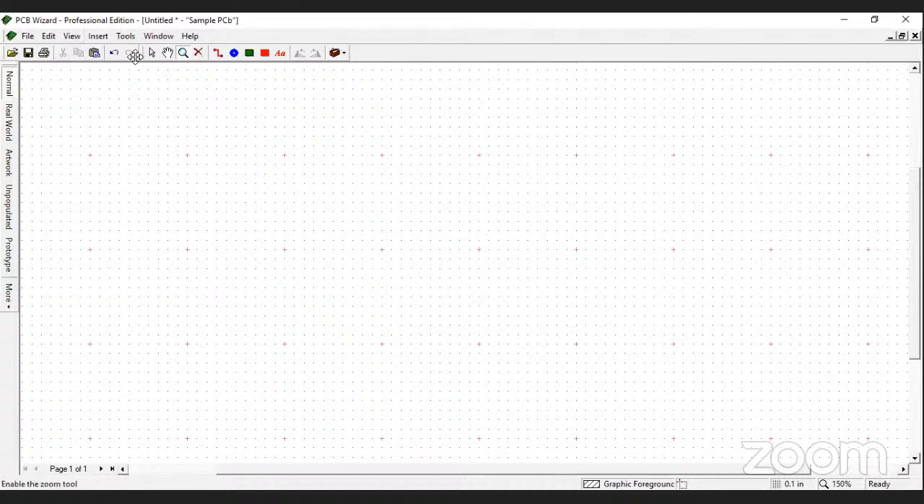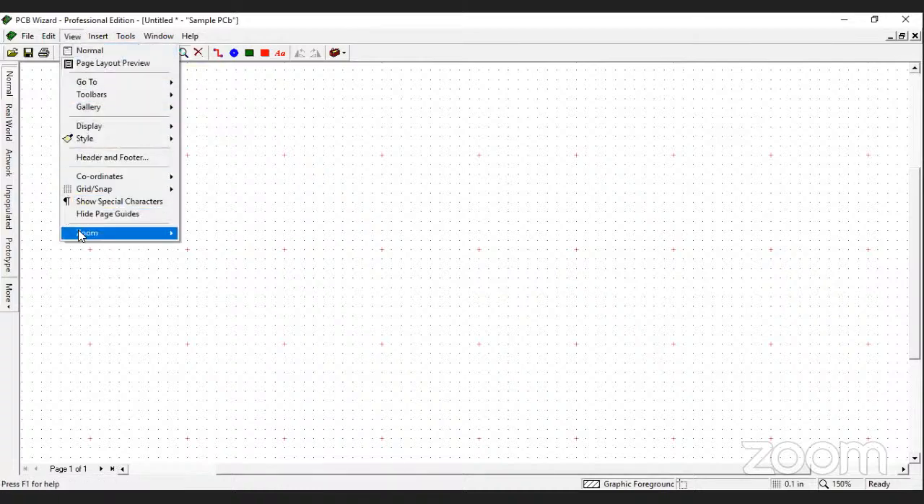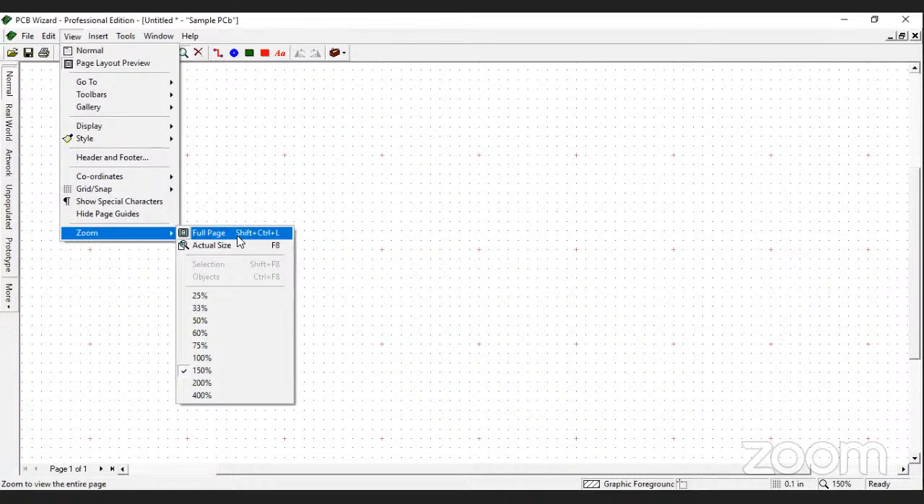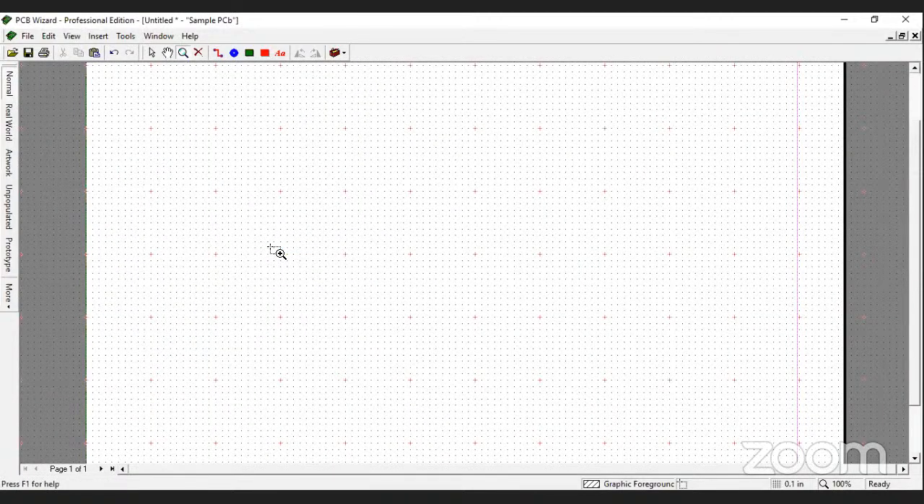Either you can go from here and use the right and left buttons for applying zoom in and zoom out, or you can go to this zoom from here itself by using Shift Control L, and for actual size, F8 is the option. So you can press the F8 button. This is giving you the actual size of your page.